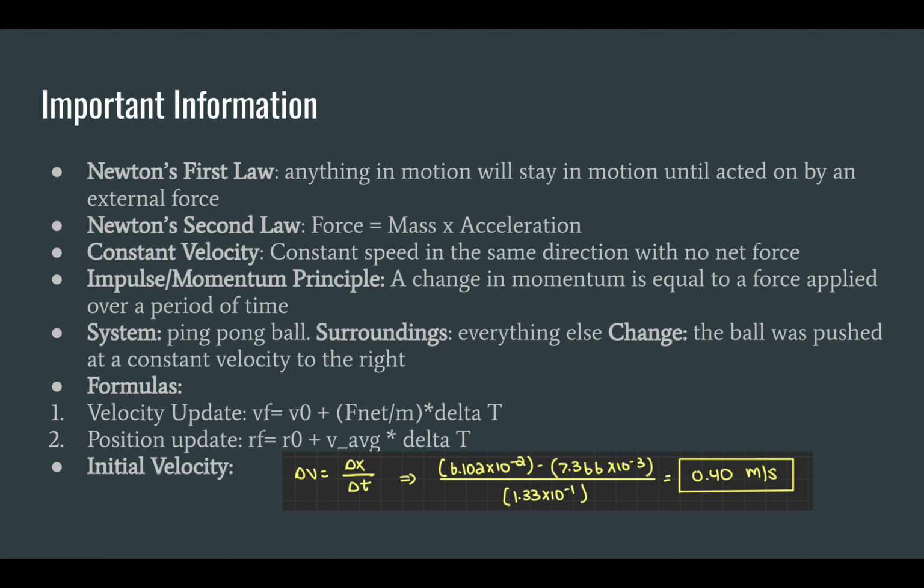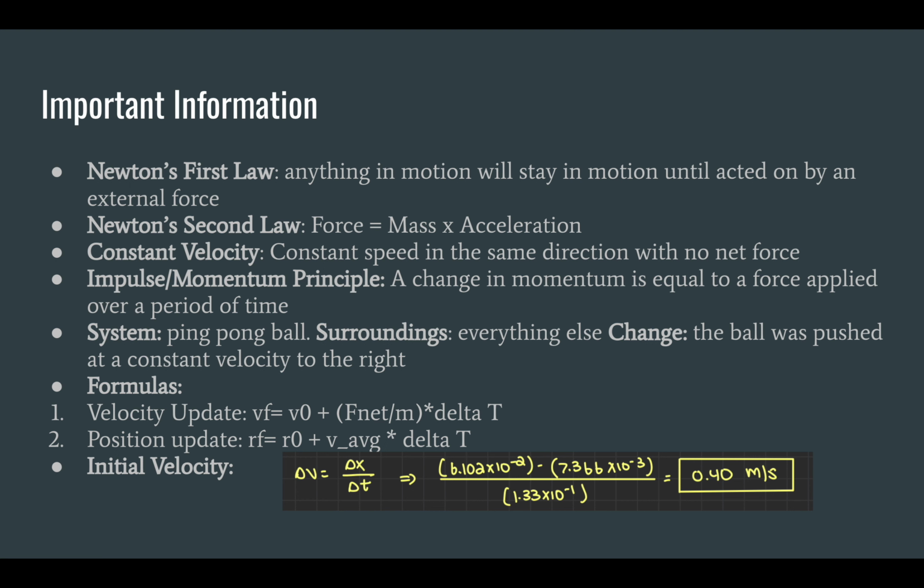Now, our system, in which the experiment was conducted, was a ping pong ball. So that was our system, and our surroundings was everything else, including the push force, the surface, and gravity. Now the change was that the ball was pushed at a constant velocity to the right.